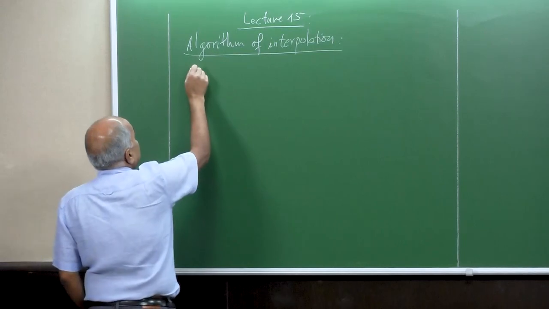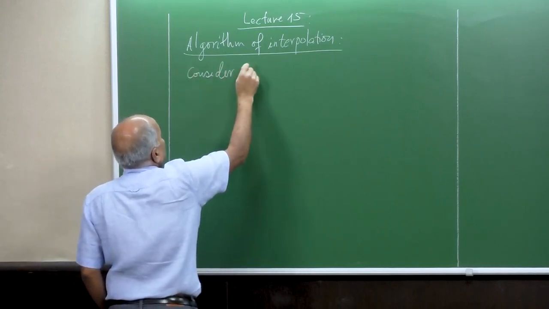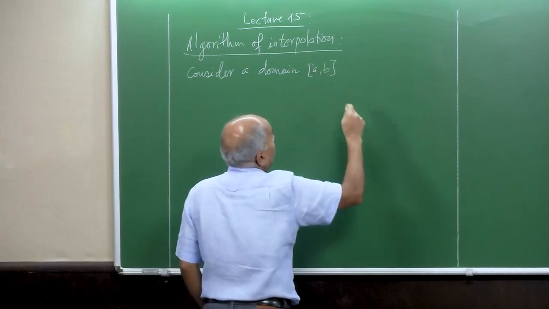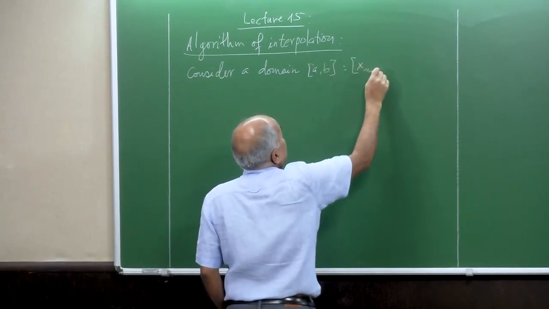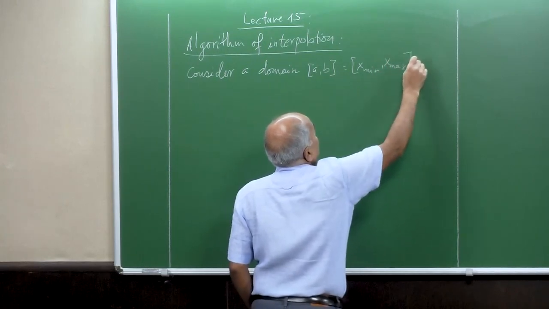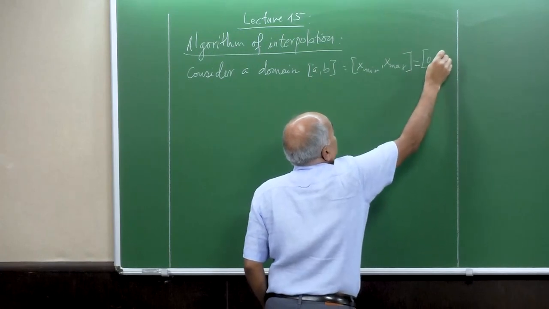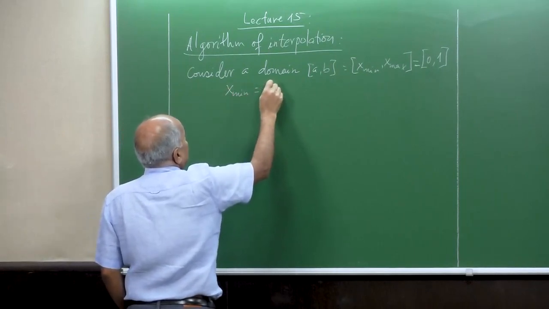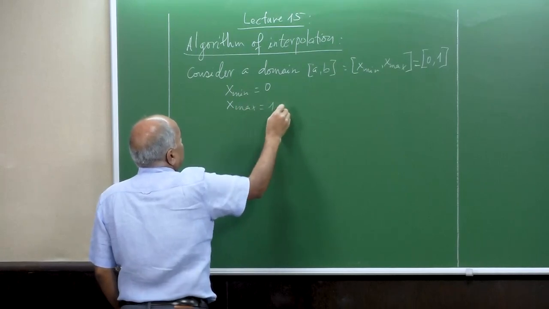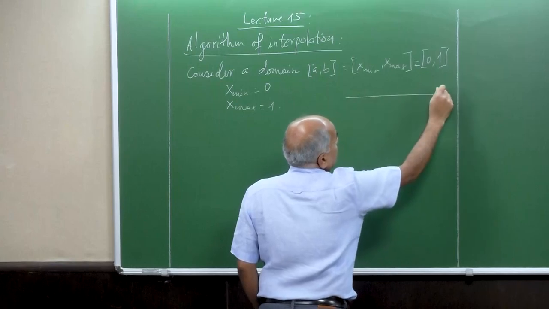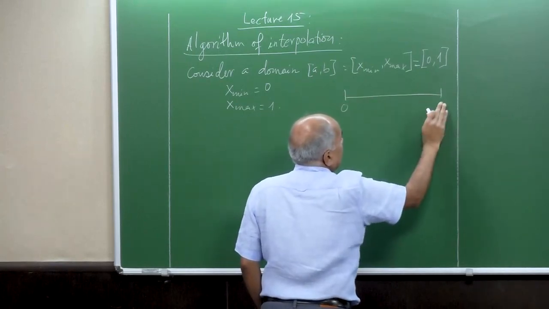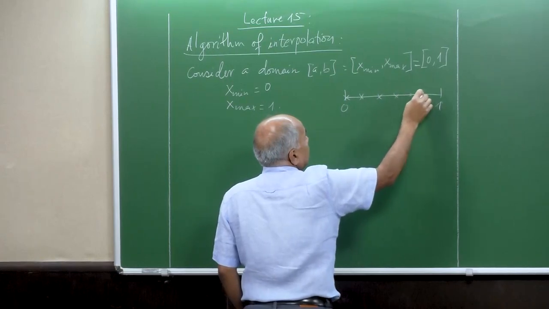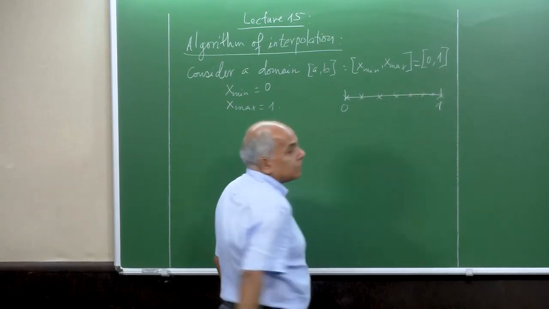So consider a domain AB. It is still 1D, from x min to x max. Just take 0 to 1, so you define x min is 0, x max is 1. This is our domain, 0 to 1. And now I put the points, maybe regular or irregular, it doesn't matter.